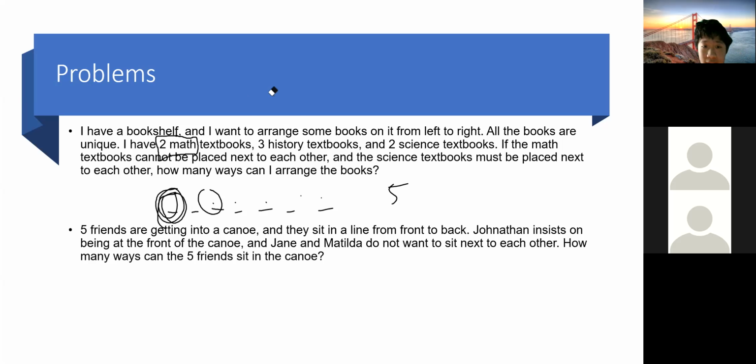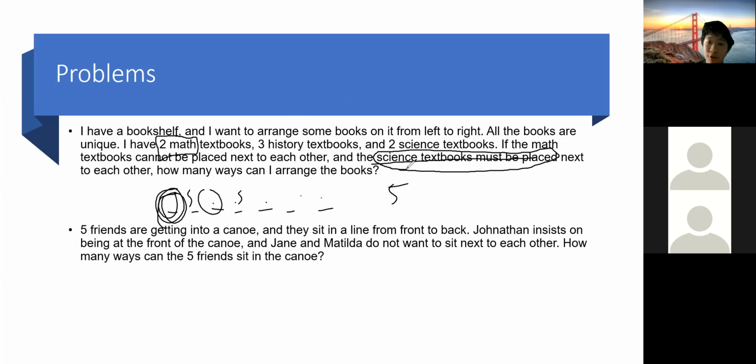But the problem is, if we do this case, the science textbooks must be next to each other, then we can't have science. So that's a roadblock we're going to encounter if we do it this way. So we're going to have to take those out later. That's going to get really, really complicated. I don't want to do that. So what do we do? Whenever we have a situation where two things must be next to each other, we'll just consider them as one object, right? Because wherever they go, they're going to have to be next to each other, right?